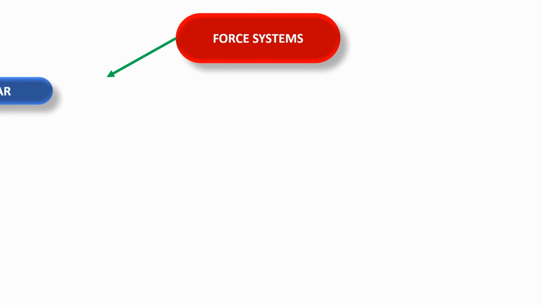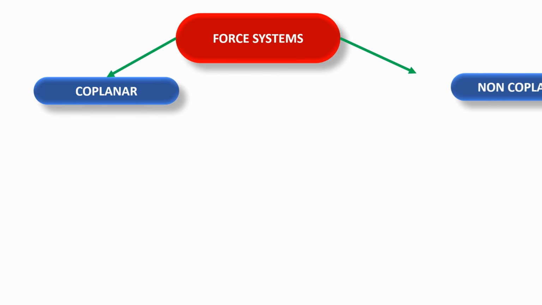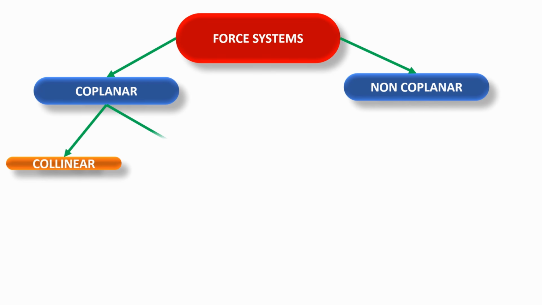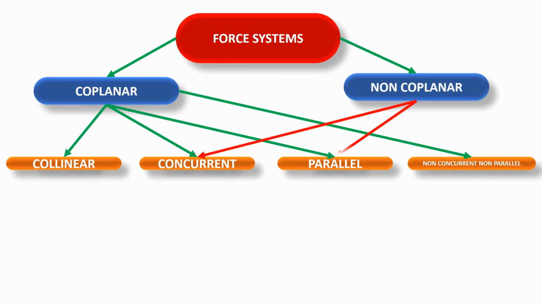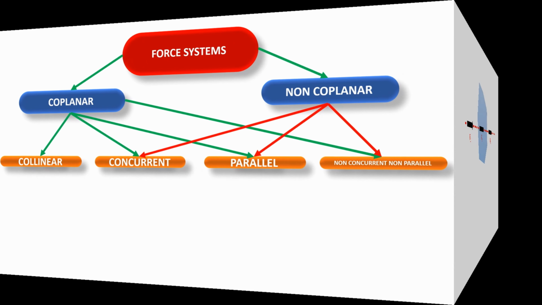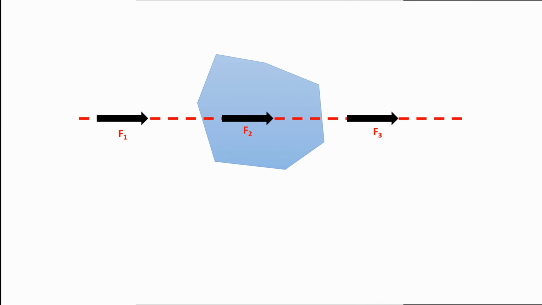Force systems are divided into coplanar systems and non-coplanar systems. Coplanar systems are again divided into collinear, concurrent, parallel, and non-concurrent non-parallel. Non-coplanar force systems are divided into concurrent, parallel, and non-concurrent non-parallel.